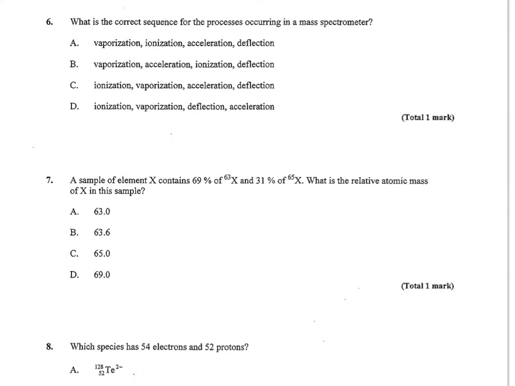Number 6 wants to know the correct sequence for the processes occurring in a mass spectrometer. A mass spectrometer is all about mass because it's supposed to separate isotopes. Your book doesn't talk much about mass spectrometers, and allegedly you're not going to have to know a lot about this for the test other than it separates isotopes, according to mass and according to charge. So the basic steps: it vaporizes it or changes it into a gas, because once it's in a gas, it's easier to ionize it. And they do that by bombarding it with electrons, and so you create some positive and some negative ions.